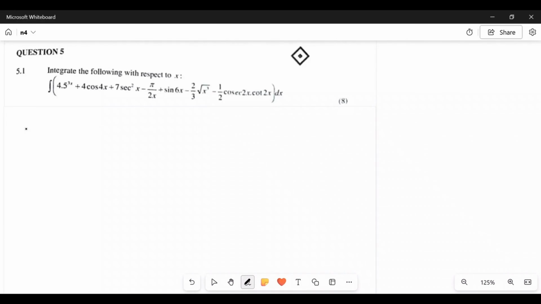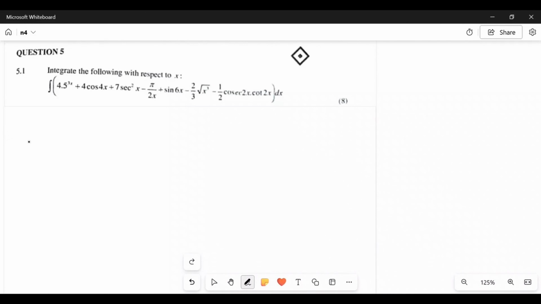All right, here is our question 5.1. Now let's read the question and let's solve this problem here. Integrate the following with respect to x. Now this is a polynomial. They want us to integrate each and every term of this polynomial. So if I count here, we have 1, 2, 3, 4, 5, 6, 7 terms. So we need to integrate all these terms.